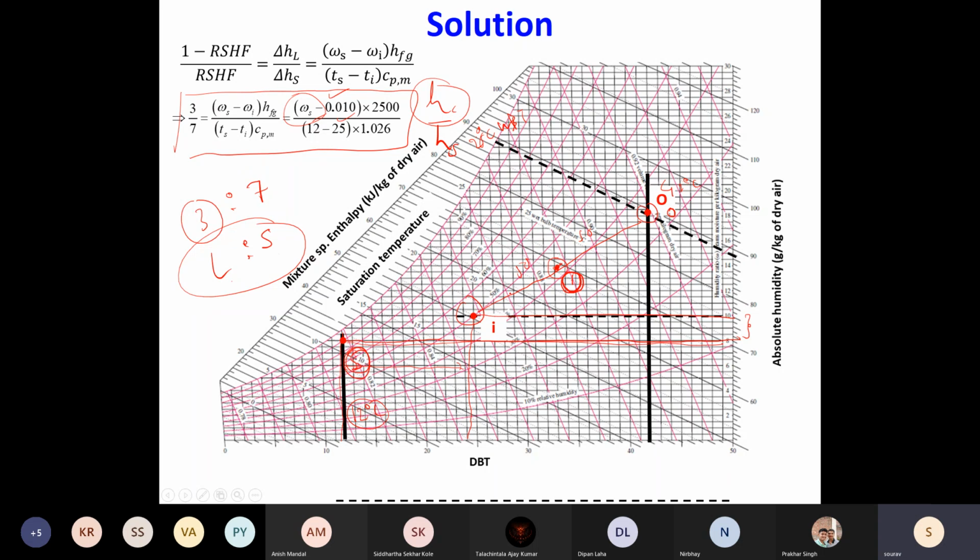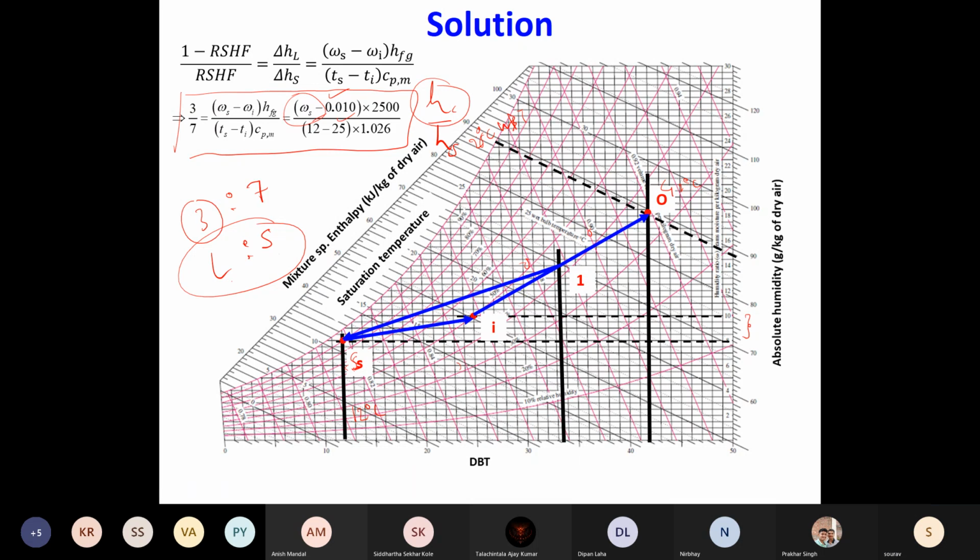Now, once everything is fixed, you finish off your entire process diagram. Air from the indoor condition gets mixed with the outdoor, comes at this state point 1, enters your cooling and humidification coil, leaves at this state S, and again enters the room at I. Oh, sorry, after mixing with the room, it becomes I.